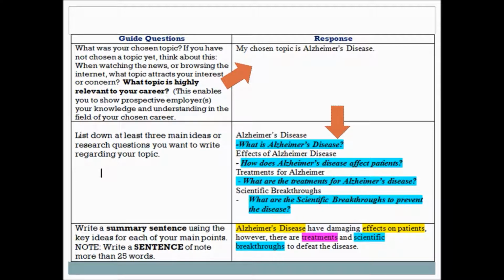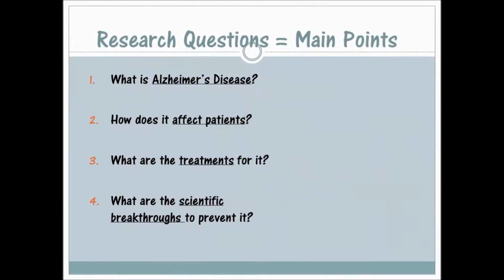Lastly, you are guided by the thesis and main point generator, or the TMG, to write a summary sentence of all the main points or research questions that you have identified. That summary sentence must not be more than 25 words. When using the TMG, you can either identify your main points in topical form or in the form of research questions. Since we use research questions as example, we will have to identify the main points in topical format.